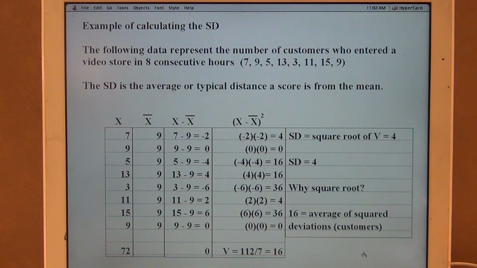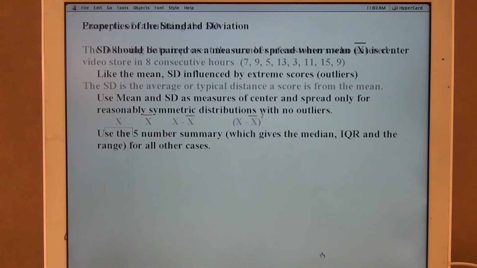Okay, so I don't mean this to be confusing. I just wanted to give you a basic idea of how the standard deviation is computed. You certainly will not have to do this. Computers, software does this for you. But the standard deviation is very important, so let's take a look here.